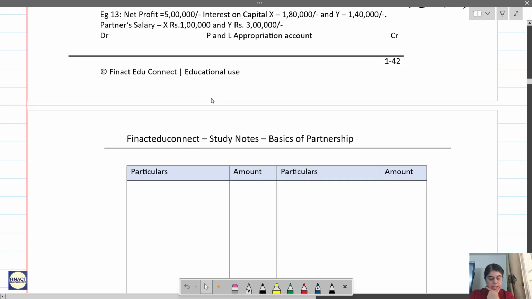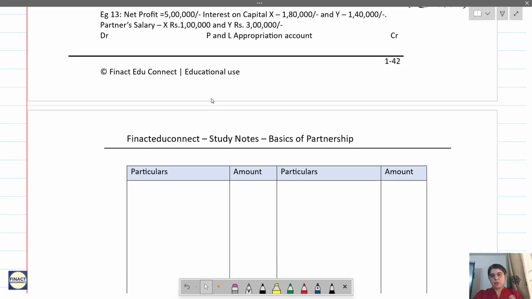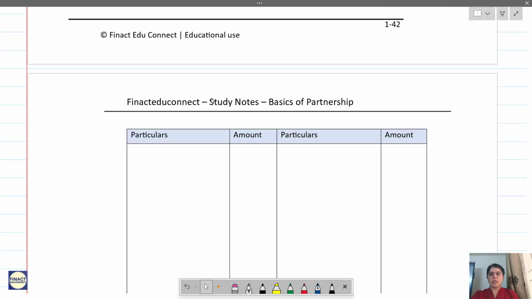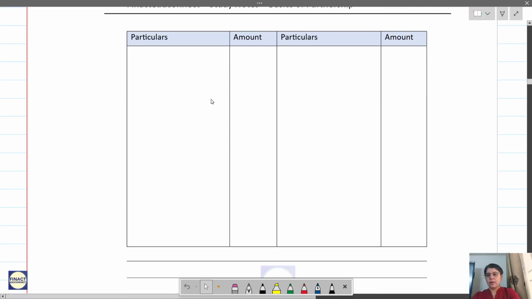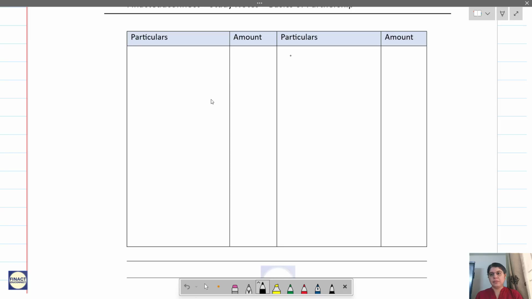So again in this case, the net profit which is available, 5 lakh rupees, is not sufficient to cover your interest on capital and partner's salary. So again in this case what we will do is we will be using ratio of appropriation. So let us calculate that. So by P&L account, this is a net profit of 5 lakhs. Now let us calculate the ratio.